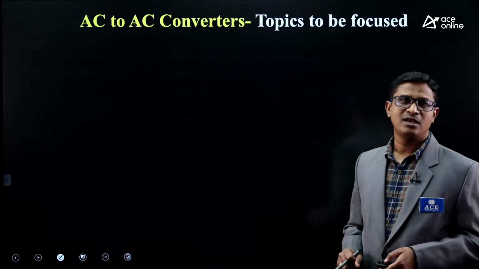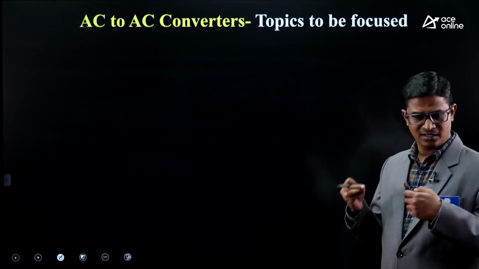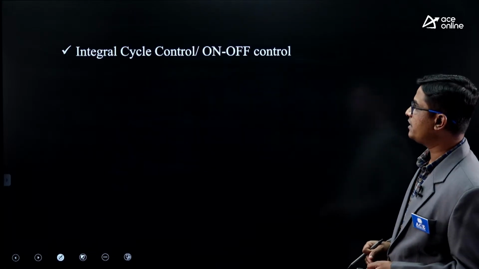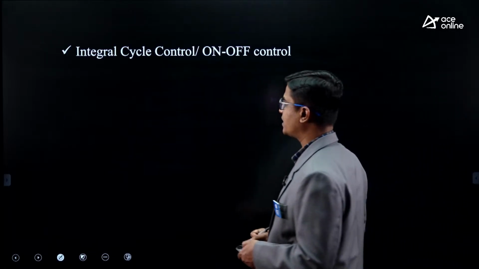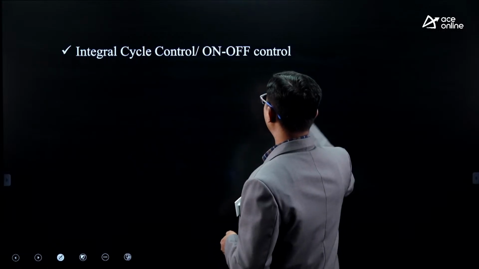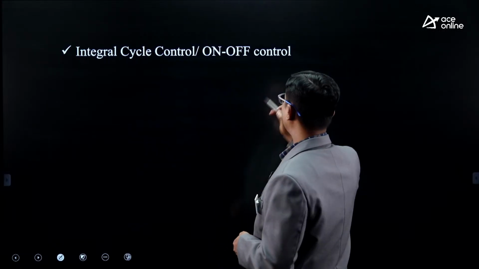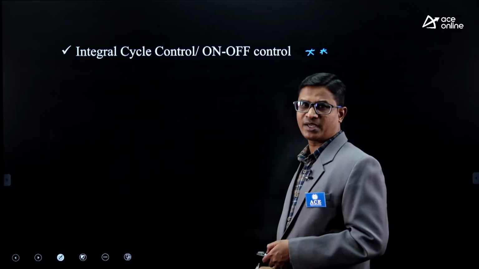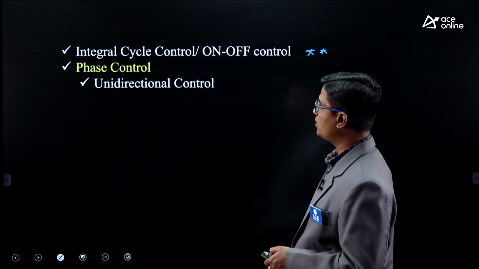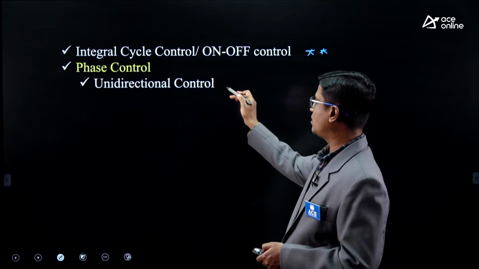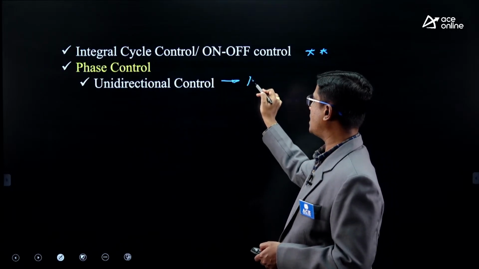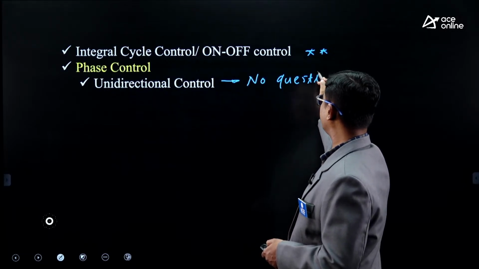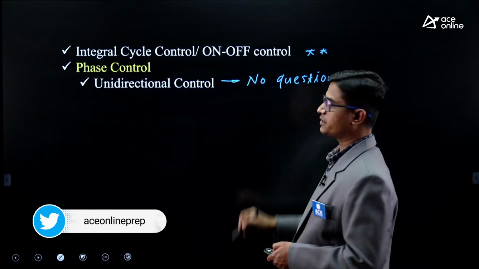Okay, very, very less weightage, and if you check, it has less content even. Lightest, very light contents we can say. The integral cycle controller on-off control, you will find 1 or 2 questions on this topic. Phase control, in that unidirectional control, no question. Till now they have not asked a single question on this topic. So we will not find any question here.